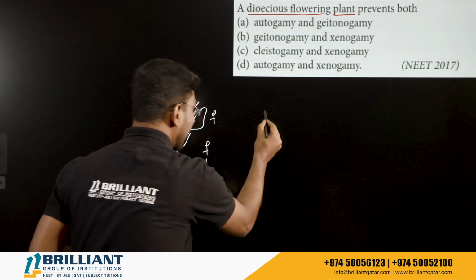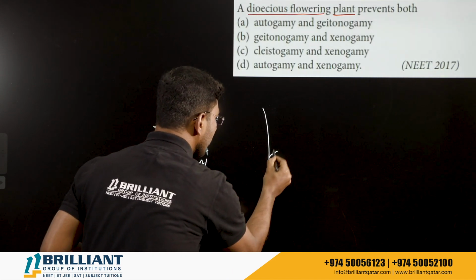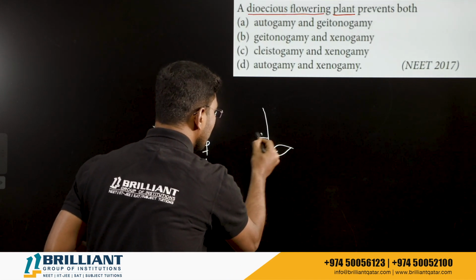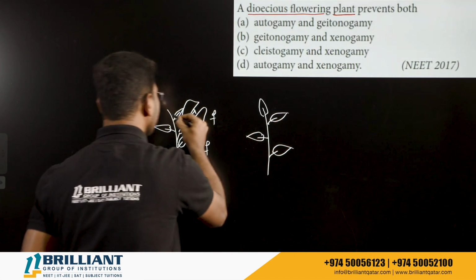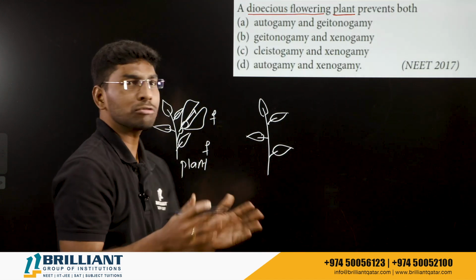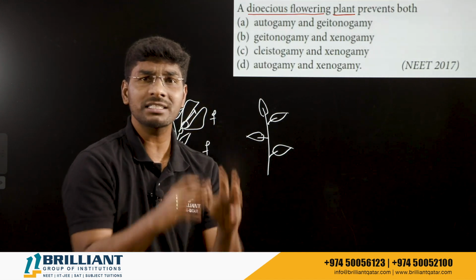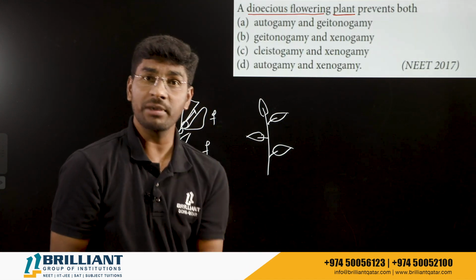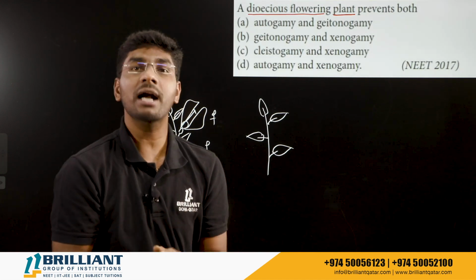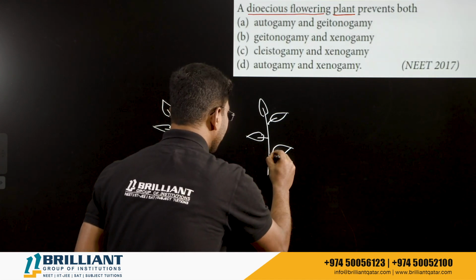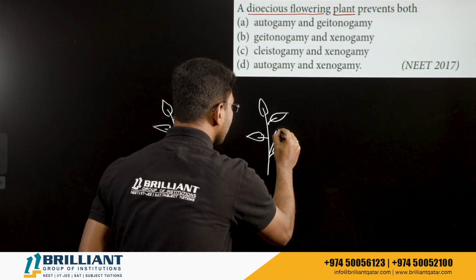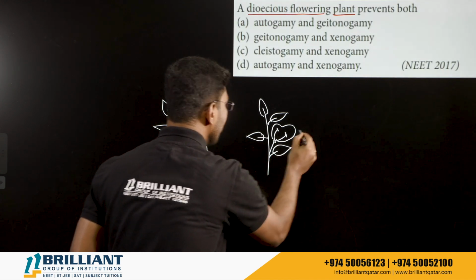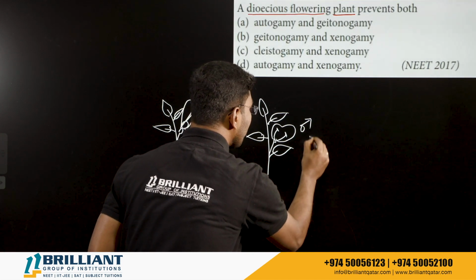And this next plant has only male flowers. What is the meaning of male flowers here? Male flowers mean only male reproductive parts are present. What are the male reproductive parts in the flower? Stamen. What are the female reproductive parts? Pistil or carpel. Look at here. Here I am drawing the flower, and this flower contains only stamen. You got my point? Only stamen. So this is called the male plant.